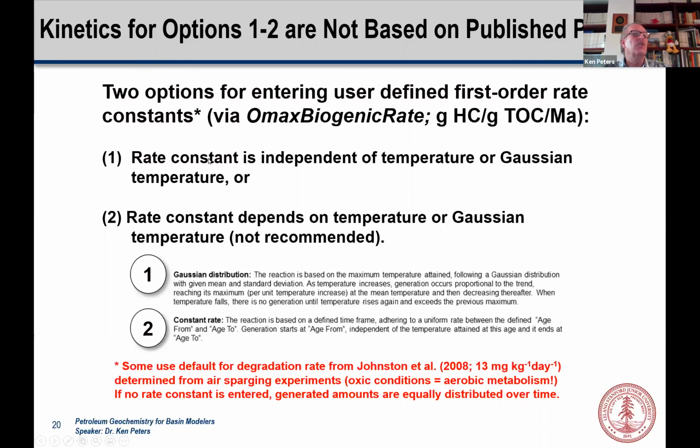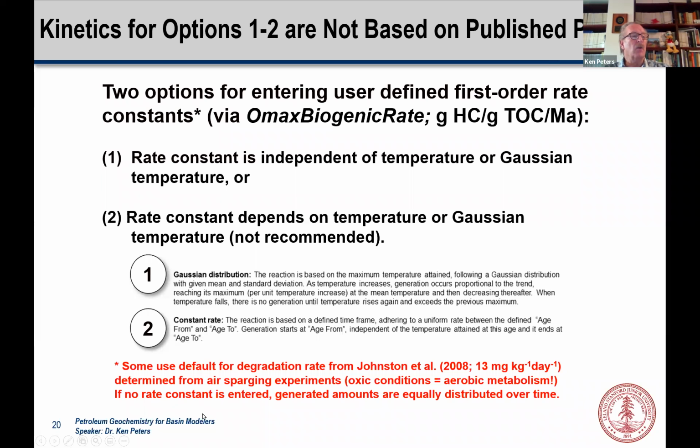Kinetics for options 1 or 2 are not based really on published papers. I've looked and looked and I can't find them. For example, there are 2 options for entering user-defined first-order rate constants. Here's a little entry that you can make to do that. Rate constant is independent of temperature or Gaussian temperature, right? Or the rate constant depends on temperature or Gaussian temperature. This is generally not recommended. I won't talk much more about this one.